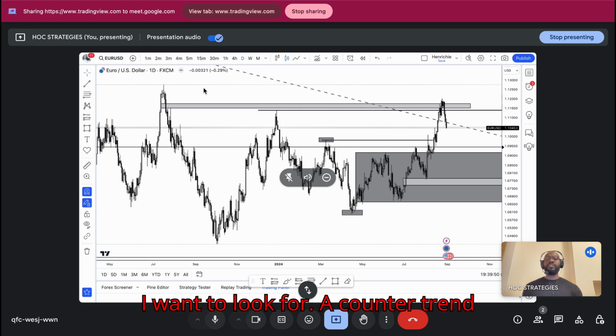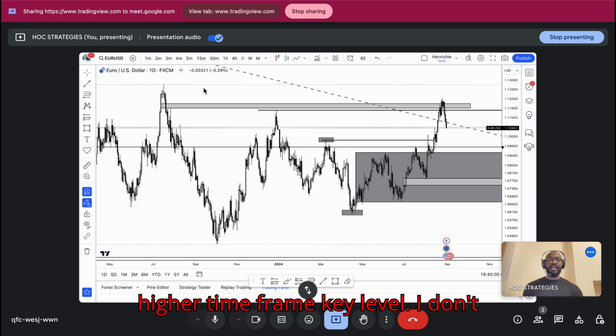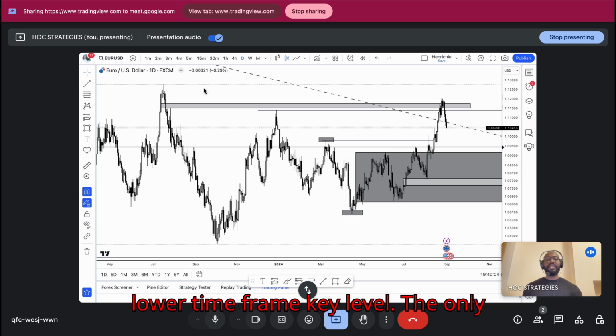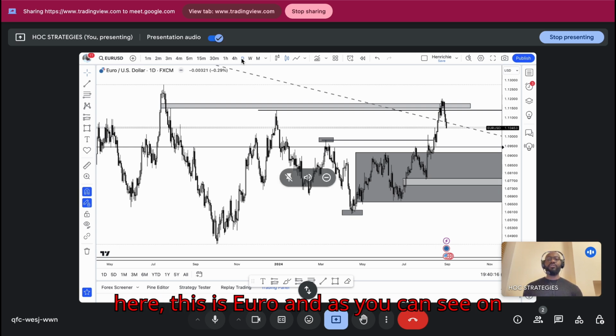Now, if I want to look for counter trending opportunities, I'm looking at the market mitigating a higher time frame key level. I don't counter trend when the market mitigates a lower time frame key level. The only thing that will make me confident to take a trade against the trend is if it aligns with a higher time frame. For example, this one right here, this is Euro, and as you can see, we're on the daily time frame.